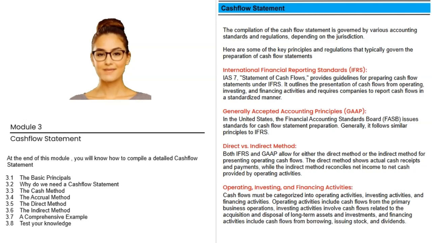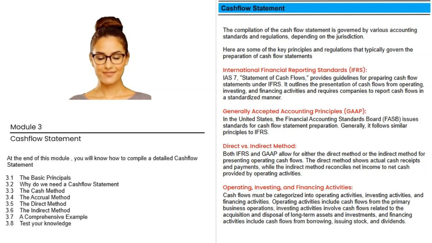Looking at operating, investing, and financing activities. Cash flows must be categorized into operating activities, investing activities, and financing activities. Operating activities include cash flows from the primary business operations. Cash flow from operating activities, or CFO, indicates the amount of money a company brings in from its ongoing, regular business activities, such as manufacturing and selling goods or providing a service to customers. It is the first section depicted on a company's cash flow statement.